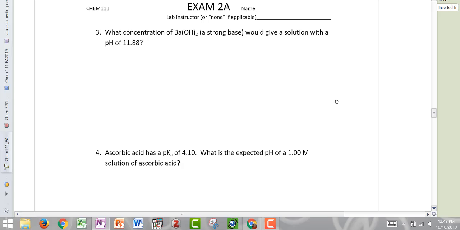What concentration of barium hydroxide, a strong base, would give a solution with a pH of 11.88? Wait a minute. We did that.